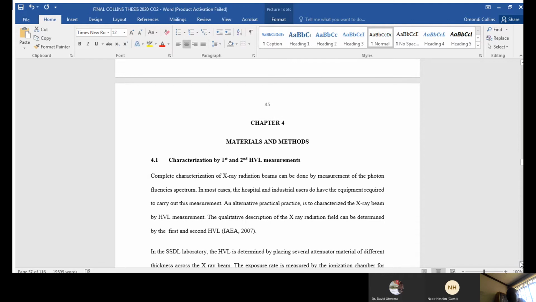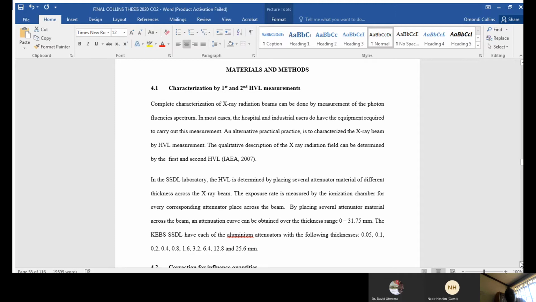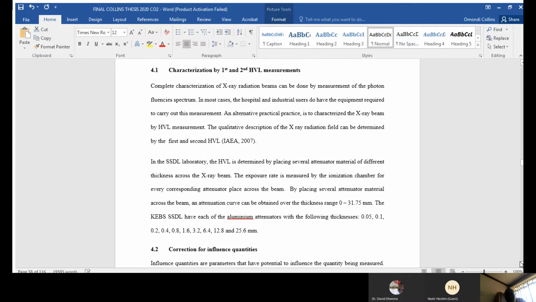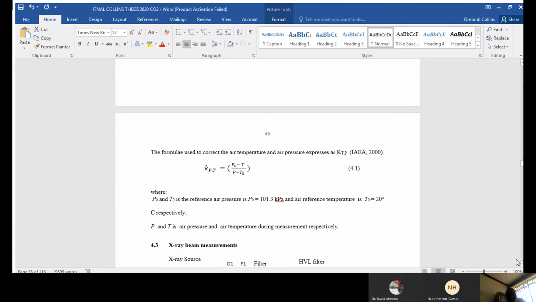So for materials, this is the materials and method. We didn't have a lot of corrections here, but in this part, it illustrates the method that I'm using to get the results. So the first one is the correction of influence quantities. This is a formula for correction of temperature and pressure.